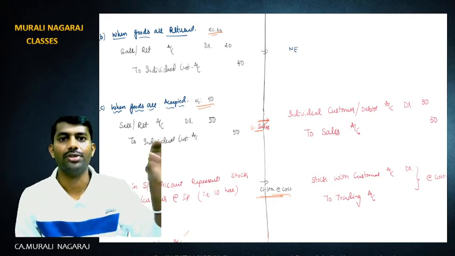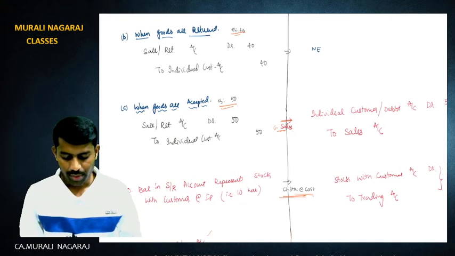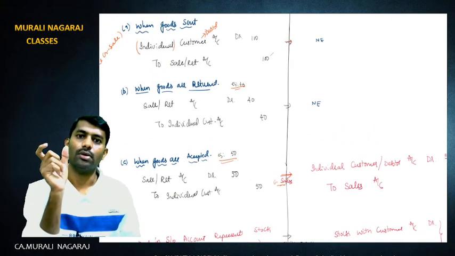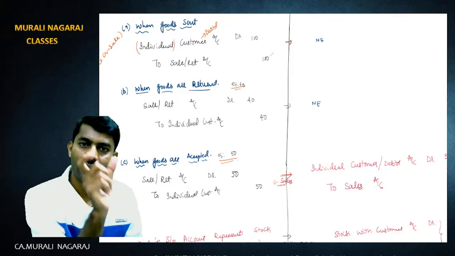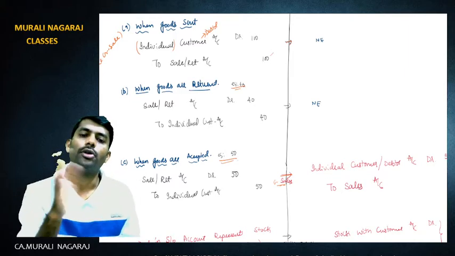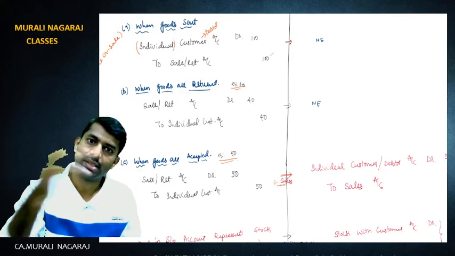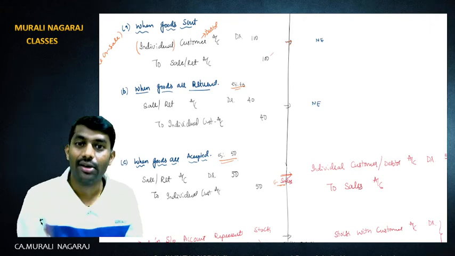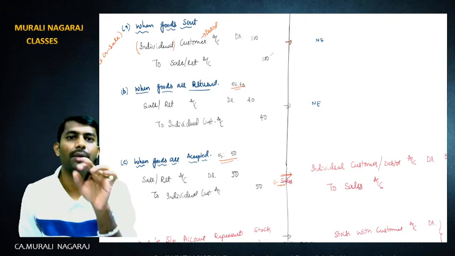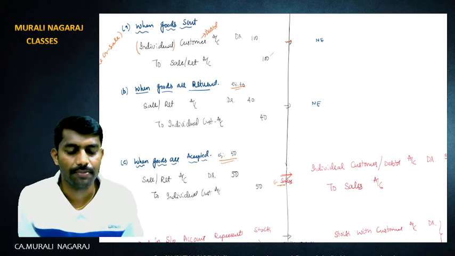Now what happened? I sent 100 rupees, so the sale or return account was credited for 100 rupees. Now 40 rupees returned, therefore cancelled. 50 rupees sales, therefore cancelled. If you balance it, you get 10 rupees in the sale or return account, which represents stock with the customer at invoice price.